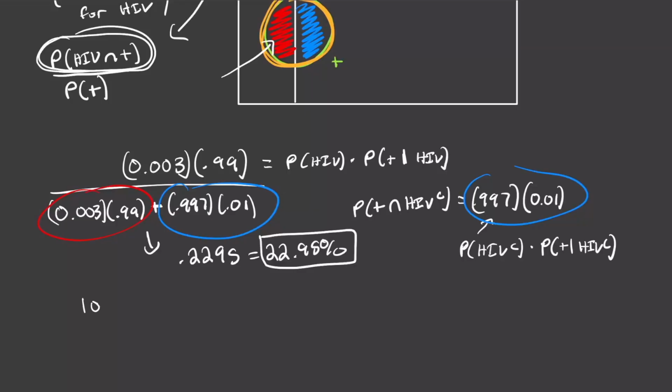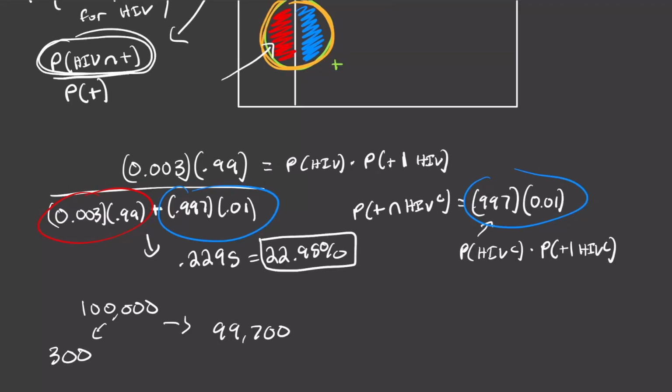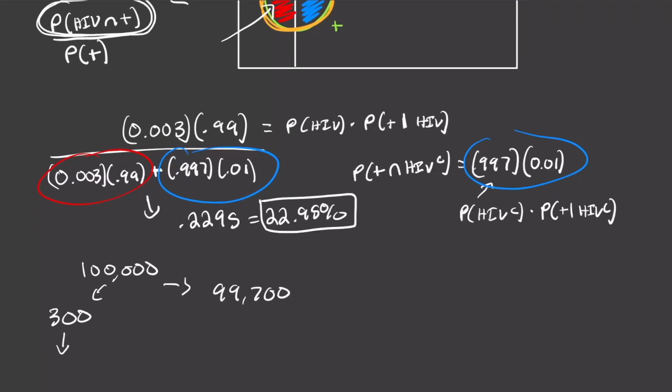For instance, imagine I had 100,000 people, right? Well, then 99.7% of them wouldn't have HIV, so we'd have 99,700 without HIV, and we'd have exactly 300 with HIV. And of the 300 people who do have HIV, 99% of them actually test positive. So 300 times 0.99 is going to give us 297 of these people who actually test positive. And of the people who don't have HIV, 1% of them will actually test positive, right? So 1% of 99,700 is going to give us exactly 997.